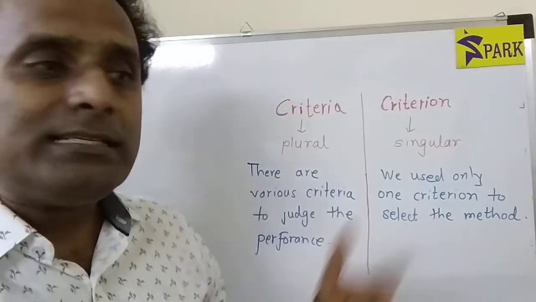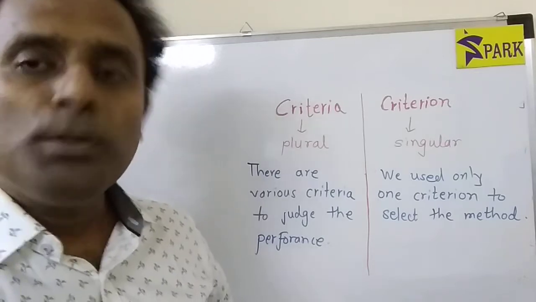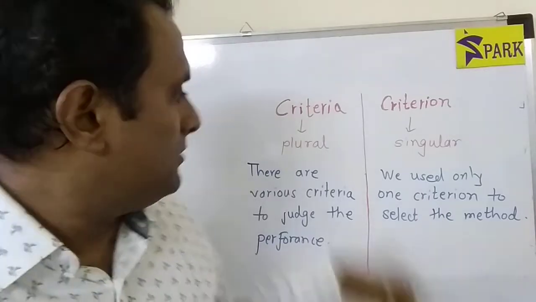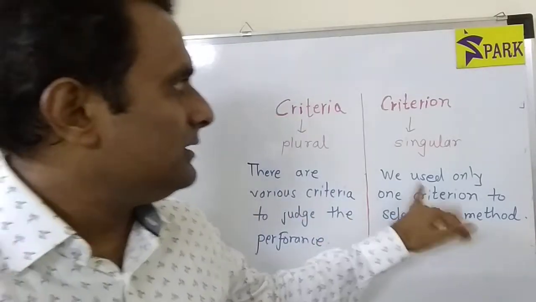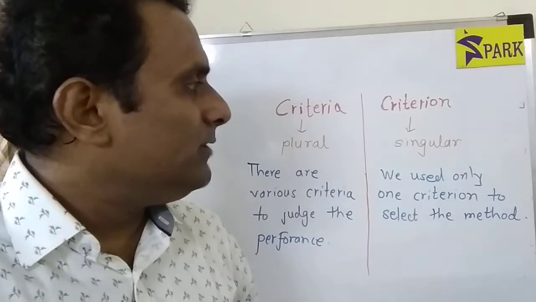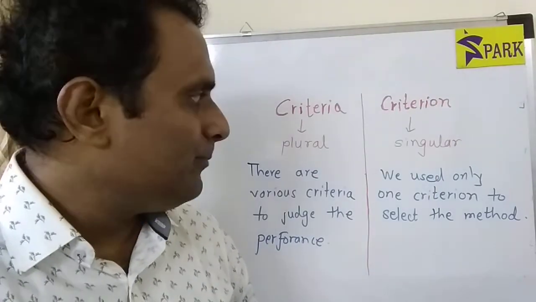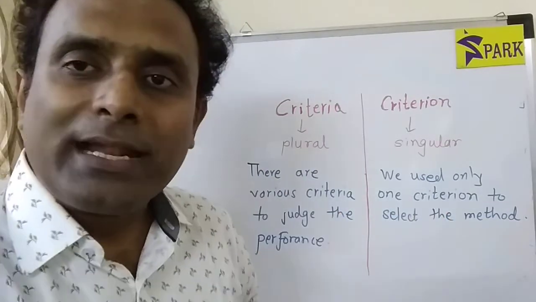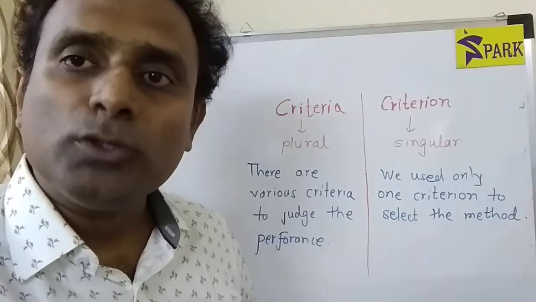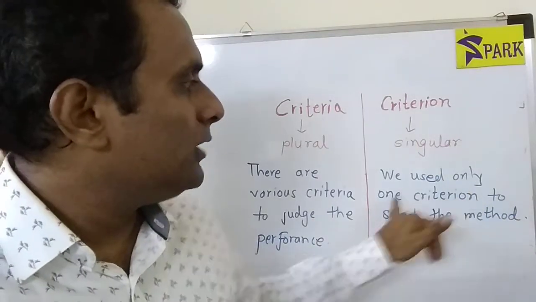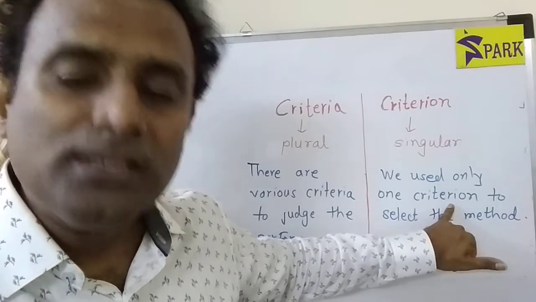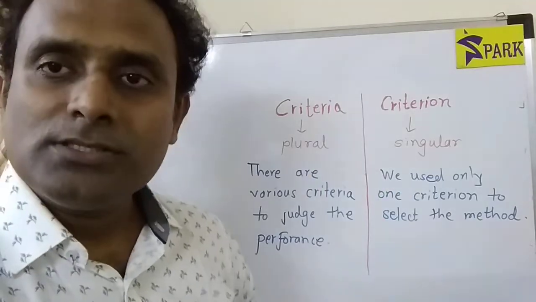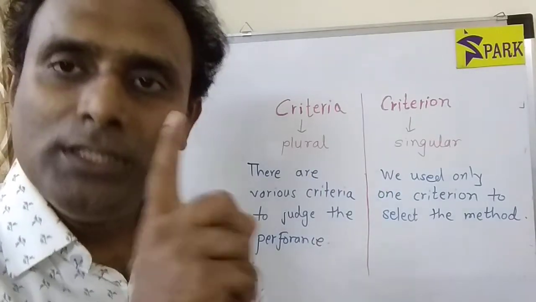So let's take this example. There are various criteria to judge the performance. Various criteria, right? Various means many, different. So, are, various criteria. The example of criterion: we used only one criterion to select the method, because there is the word one, there is the word criterion. This sentence would have been wrong if I had said we used only one criteria. If I had said criteria instead of criterion, it would have been wrong. The correct word in this sentence is criterion, because there is only one criterion.